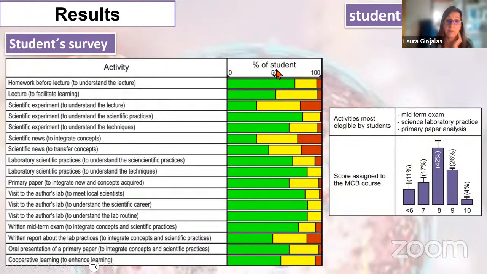For most of the items, most of the students like these activities, and we pay special attention to the scientific news activity, because few students liked this activity. So we next performed another piece of research just to see what was happening with this activity. I do not have time to tell you about this right now, but we have a new research about that. And we also did further research about the primary paper.